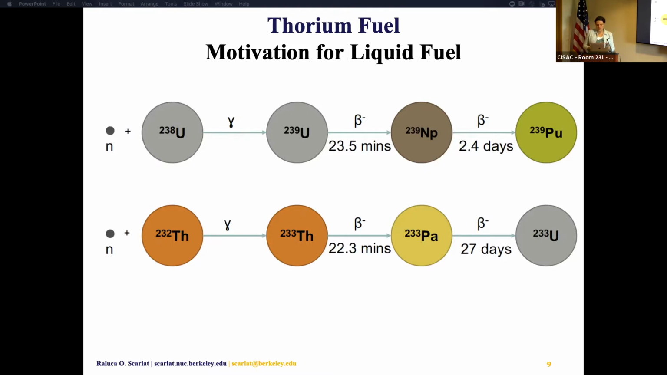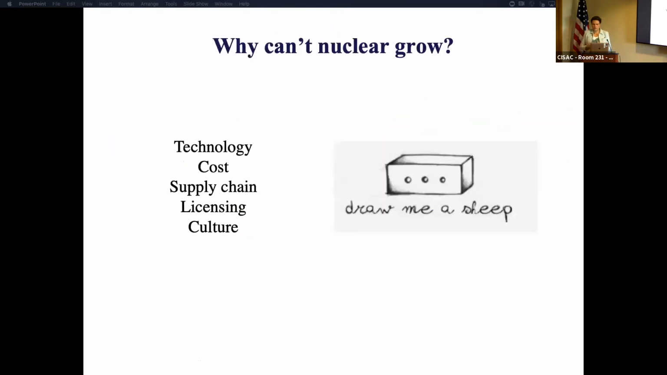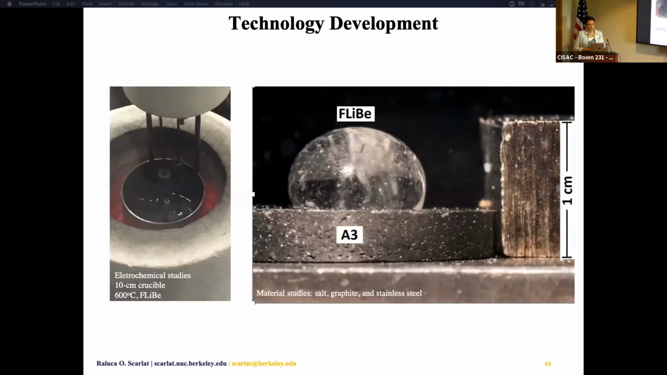So this all sounds great. We have so many technological options for advanced nuclear energy. So the question might be, why can't nuclear grow? We know how a molten salt reactor or an FHR reactor should work, so let's build it. Well, there are some technology risks. There is the question of cost, the question of developing the supply chain, and then there are, of course, the questions of licensing and culture. So I'll speak about technology, licensing, and culture for a bit.